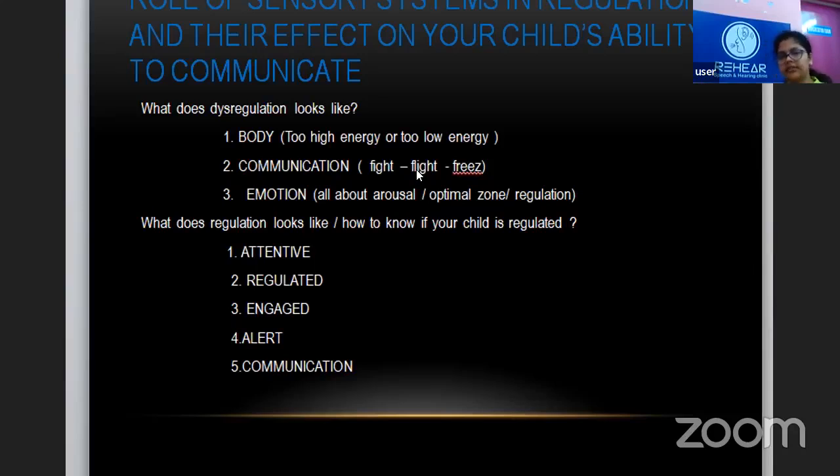So that kind of stress is there, and as therapists we have 40 to 45 minutes and we think we should take the maximum out of them, so we force them to speak: tell me this, what is this. That kind of stress a child can't bear. We need to understand that, otherwise we can't get to language. So regulation is the key. And emotion is all about arousal. I am talking about it briefly now, and I will elaborate. It is all about arousal, the optimal zone, and regulation. I will show you the optimal zone.